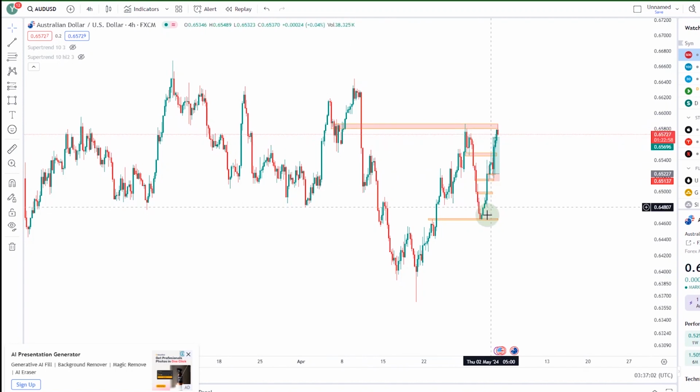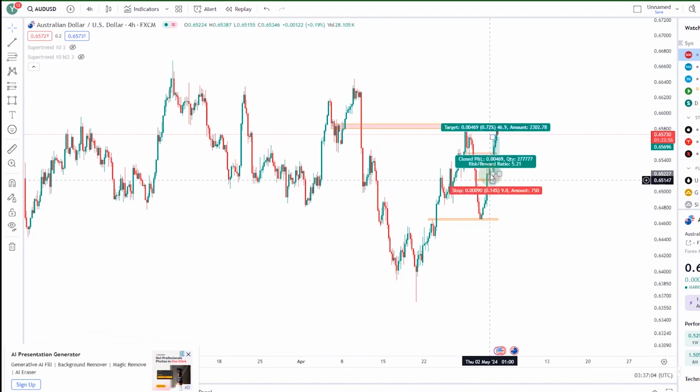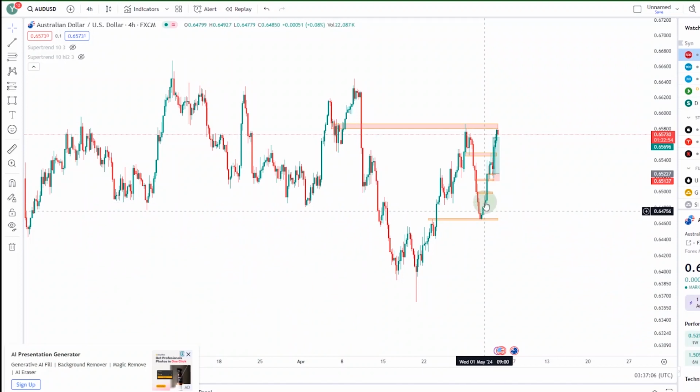It tends to reverse, and when it starts going up, it's giving me a very good confirmation that this market is definitely going in an upward direction.